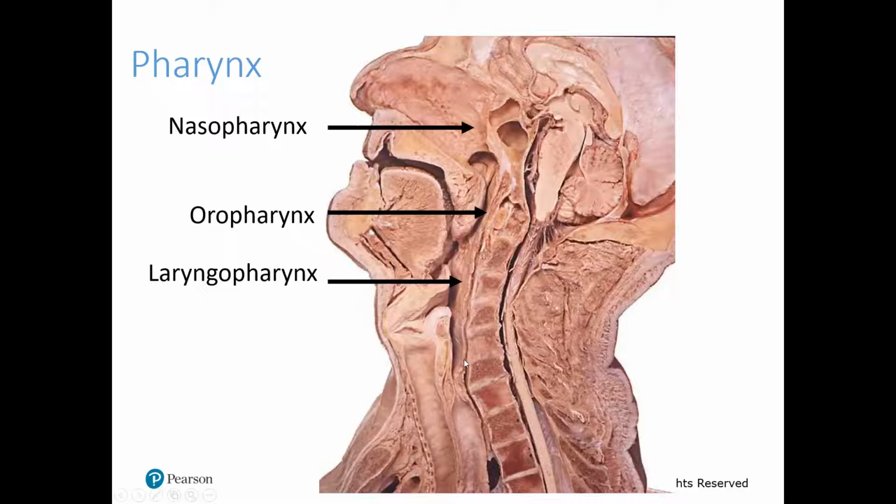And this is the esophagus right behind it. This tube is the esophagus. And then you can see there's our spinal column right here. And there is our spinal cord right along here behind that.